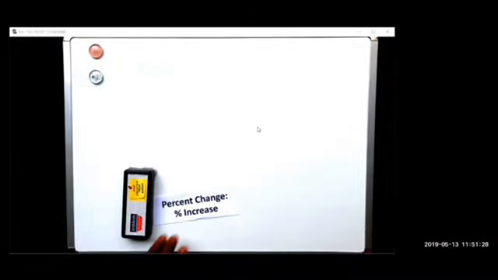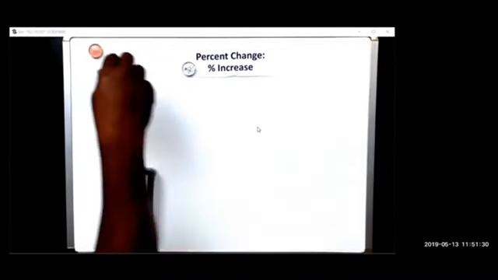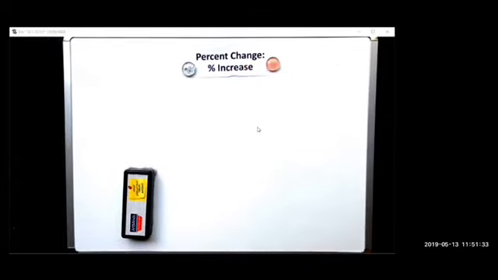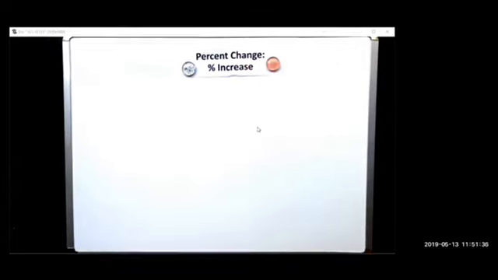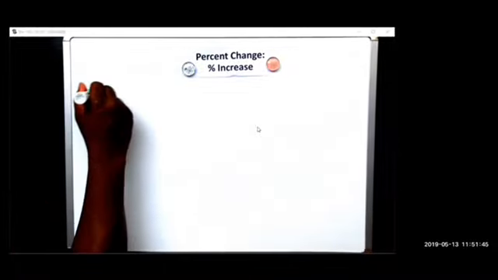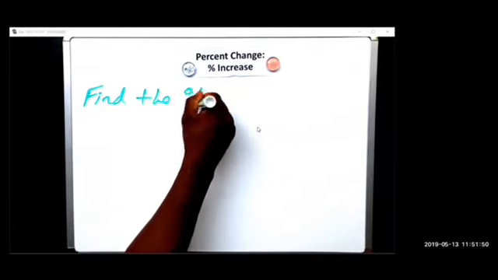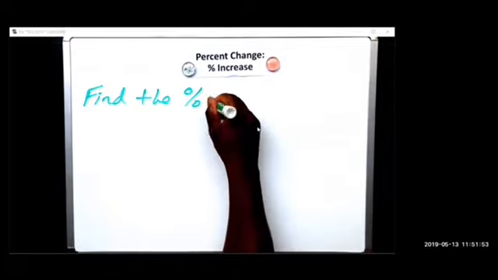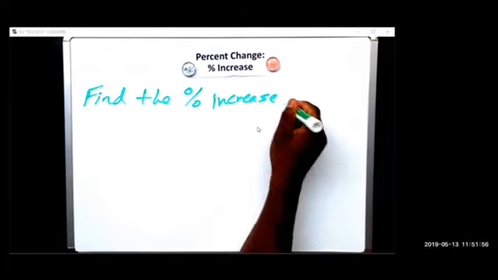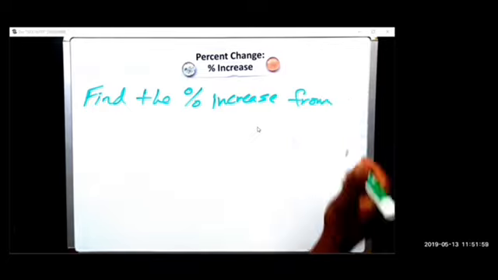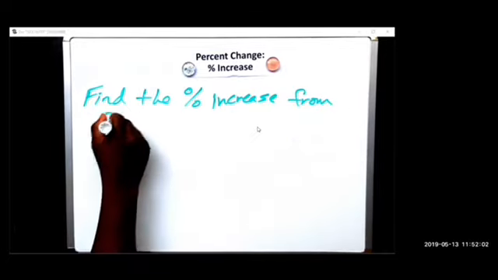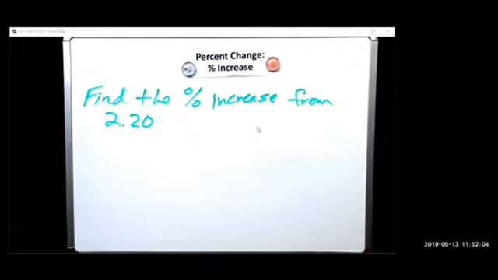So we're going to start out with finding the percent increase first. All right. So let's say the problem says find the percent increase from decimal 2.20 to 2.75.